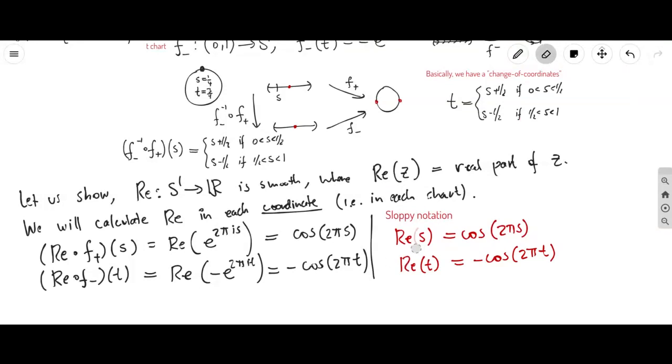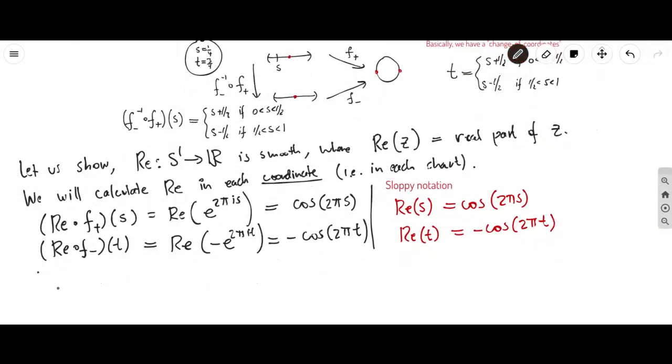The reason why this is technically incorrect is because Re is defined on the circle. So that does not make sense. Re cannot be evaluated at a real number. But really what we mean here is it's this mapping Re, the real part mapping, done in terms of the s coordinate. So when you're doing it in terms of the s coordinate, you're just composing it with that chart. So the coordinate chart for s, that's the F plus. So you're just composing it with F plus, and this is the mapping that you get.